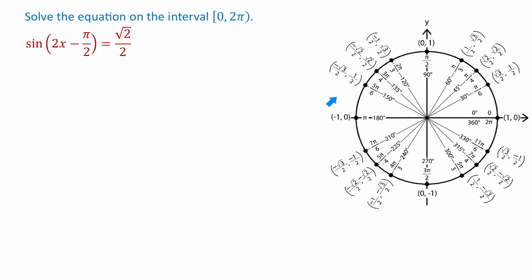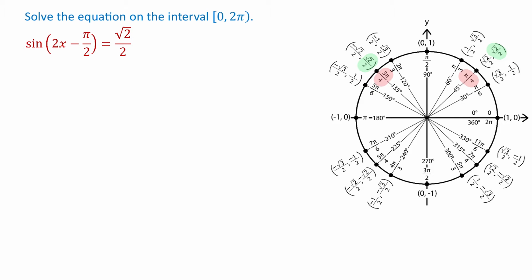So on the unit circle, we need to find all the angles where the value of sine is square root of 2 over 2. Recall that on the unit circle, the first coordinates of each point represent the values of cosine, and the second coordinates represent the values of sine. Then, on the unit circle, we see that the value of sine is square root of 2 over 2 when the angle is pi over 4 or 3 pi over 4.